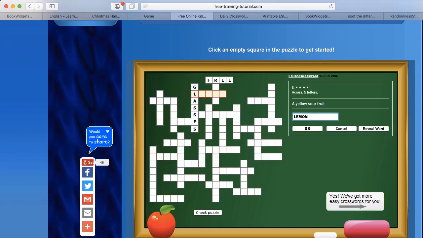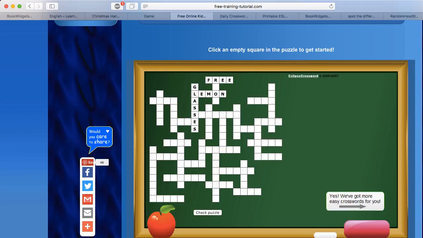Lemon. That is correct. But you guys see how spelling really matters for this game? Because if I had written grasses, for example, then I would be confused and it would be hard for me to guess lemon. So it's very, very important to make sure that your spelling is really good on these.